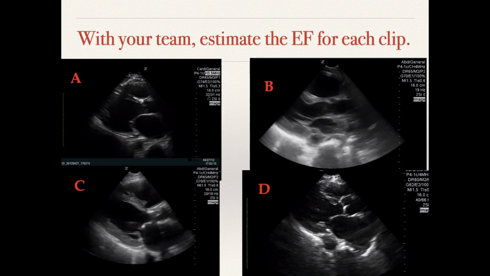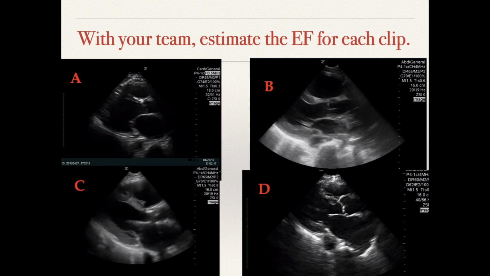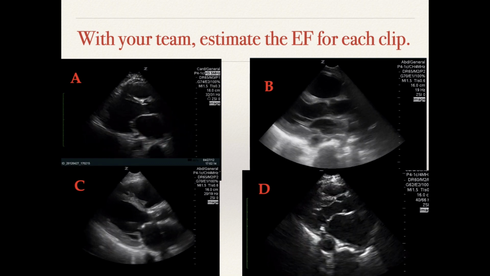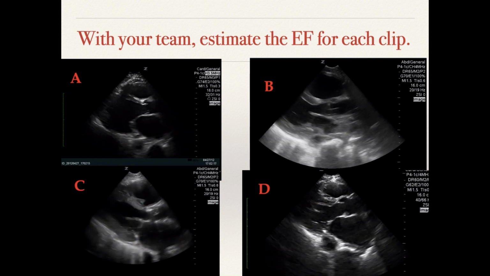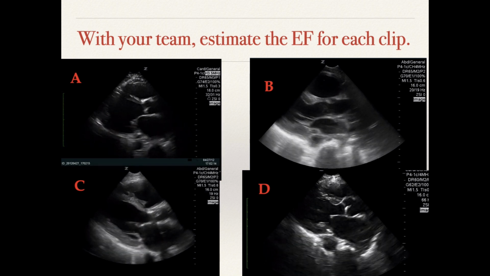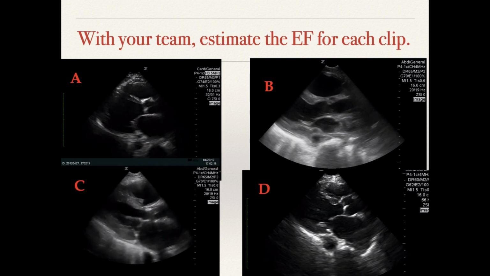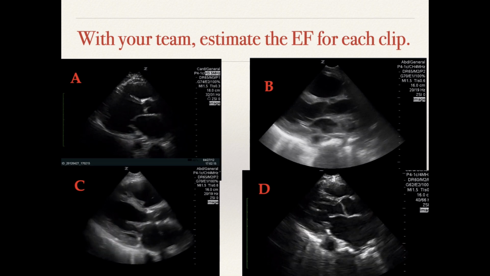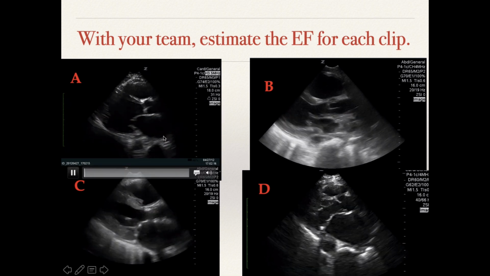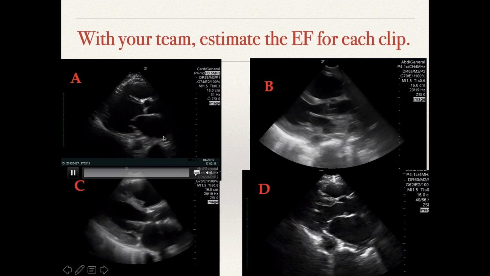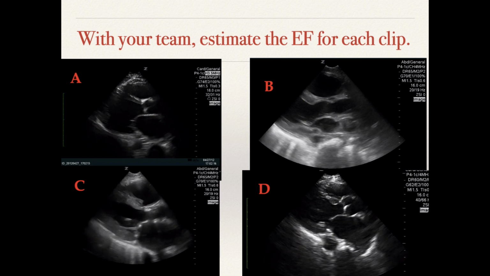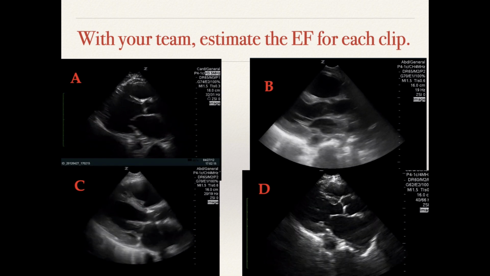So with your team, so this was meant to be a team exercise, but since COVID, this may be an individual exercise, estimate the ejection fraction for each clip. So we like to put in categories. I don't know if we need an exact percentage, but we like to see whether it's either severely reduced, moderately reduced, or mildly reduced, or maybe just a normal ejection fraction.